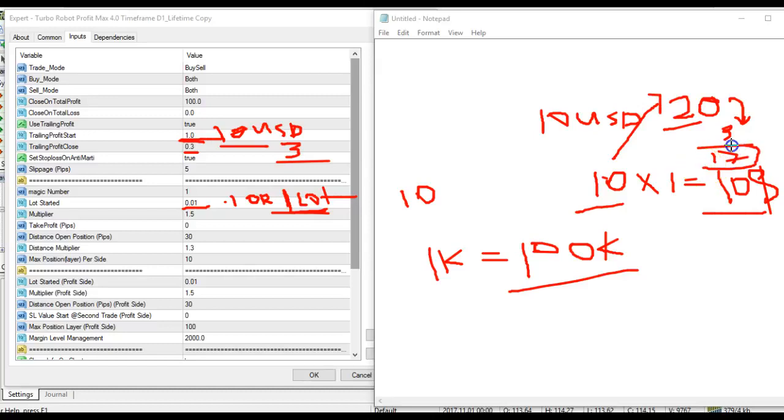So this is if your account is higher. If your account is not higher, if it's less, make sure to start with 0.01 and the trailing profit must be very small. So I hope you understand this. I hope you get it. This is for profit trailing.